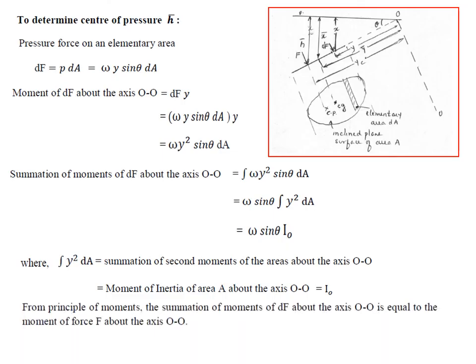Now from the principle of moments, you know that the summation of all the moments of df about axis O is equal to the force into distance. So what is resultant force into distance? Because the theorem states that the moment of resultant F about axis O should be equal to the summation of the moments of df of all the elementary areas about the axis O. So F into yc, not h bar, should be equal to W sin theta I naught, because it is the summation of the moments.